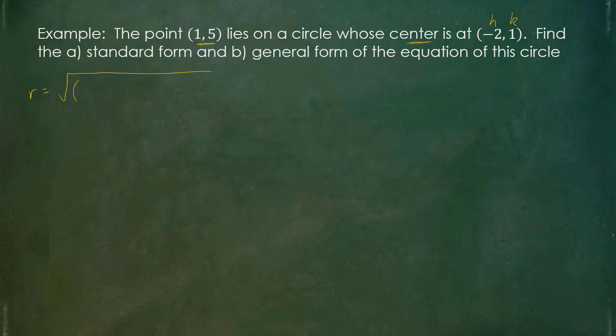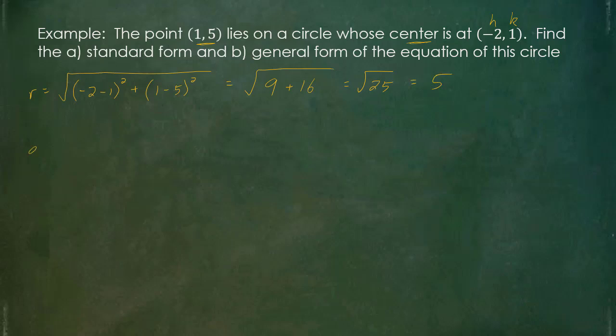So with this one, it would be the difference in my two x values, so -2 minus 1, quantity squared, added with the two y values subtracted, 1 minus 5, quantity squared, which in this case would be -3 squared, which is 9, and -4 squared, which is 16. And if I add those two together, I get 25, and the square root of 25 is 5.